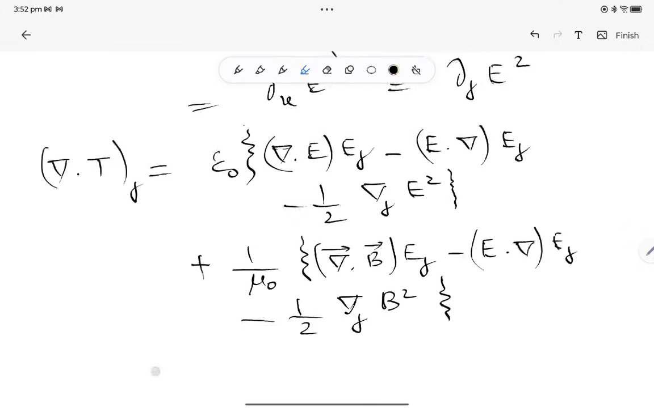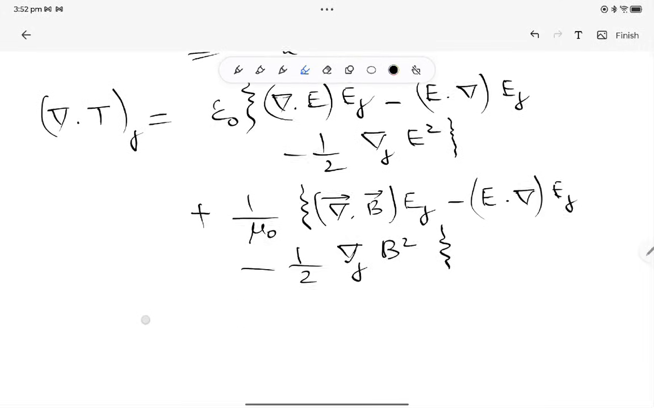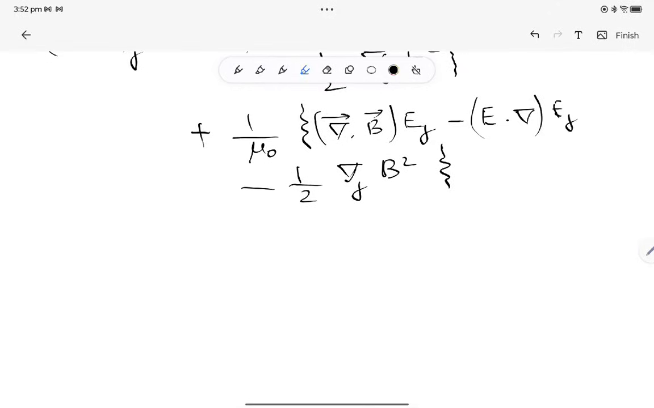Now compare it with the expression for the electromagnetic force per unit volume that we had earlier. I will write it first here: epsilon naught, (del dot E) into E, plus (E dot del) into E.